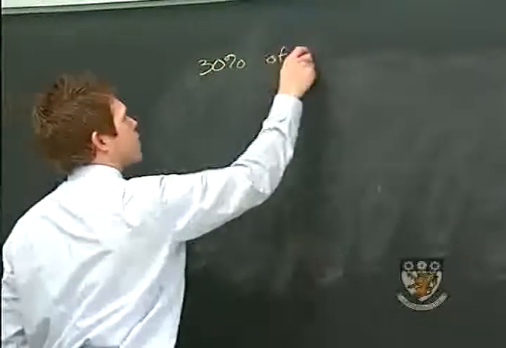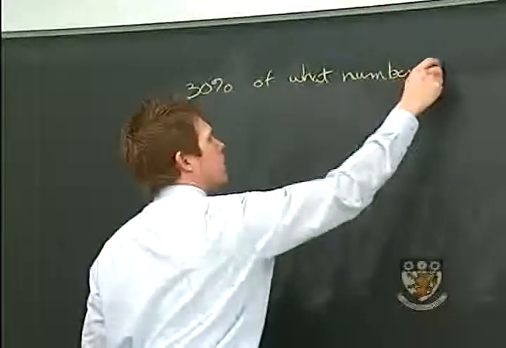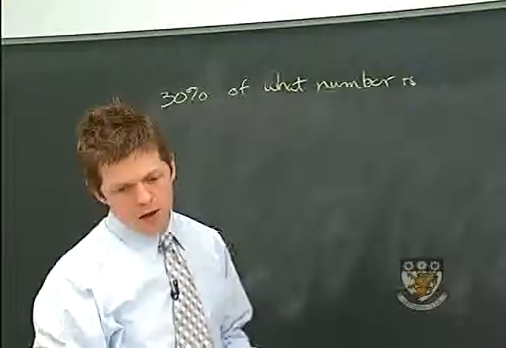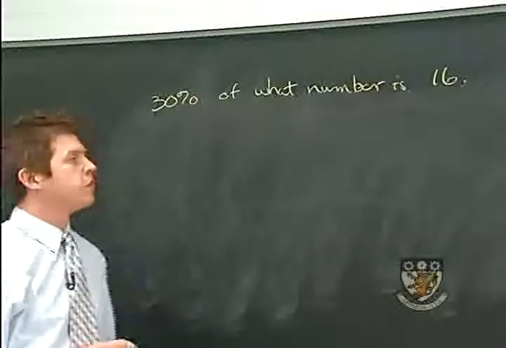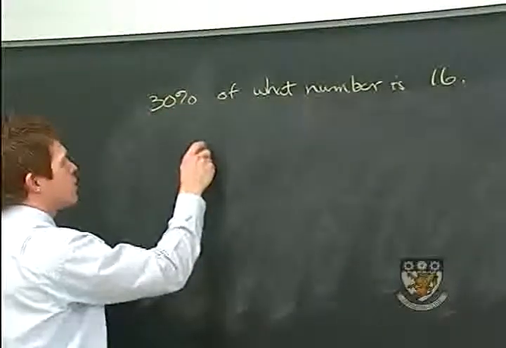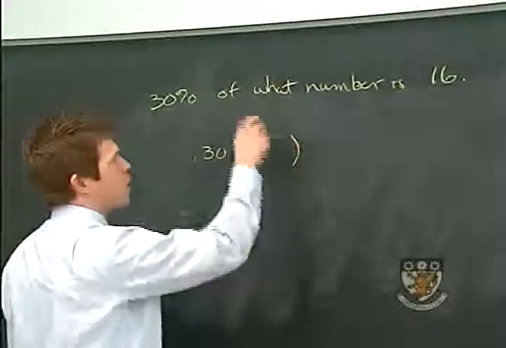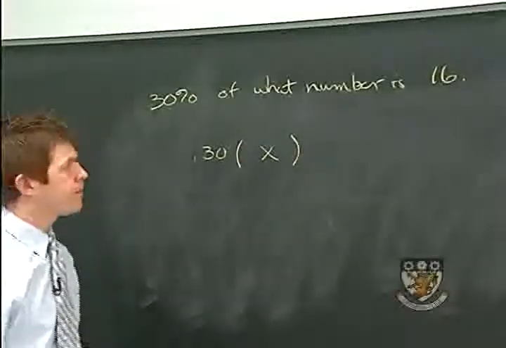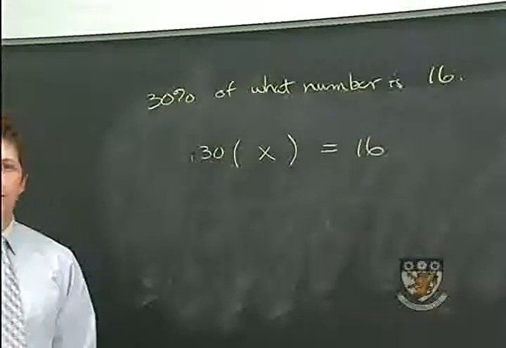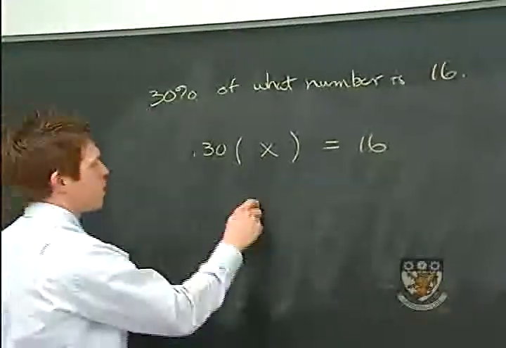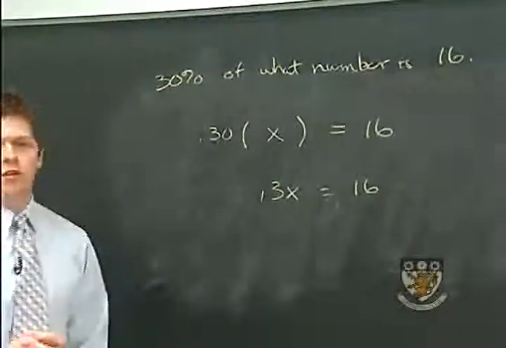30% of what number is 16? 30% we convert to 0.30 or 0.3. Of, we know, means multiply. What number? Put in your variable. Is always denotes equals 16. Now we have a simple algebraic equation. 0.3 of x equals 16. We'll actually work this one together.